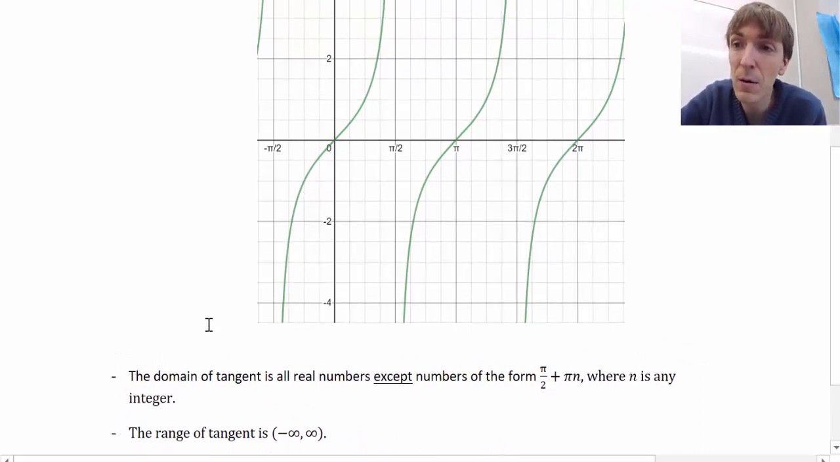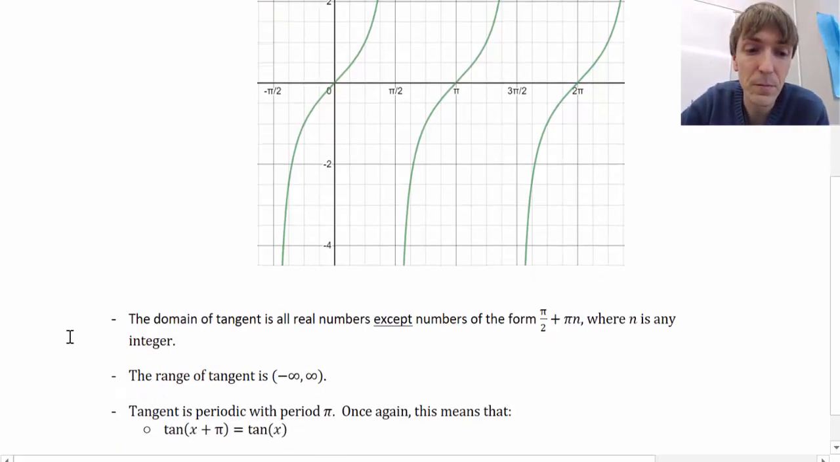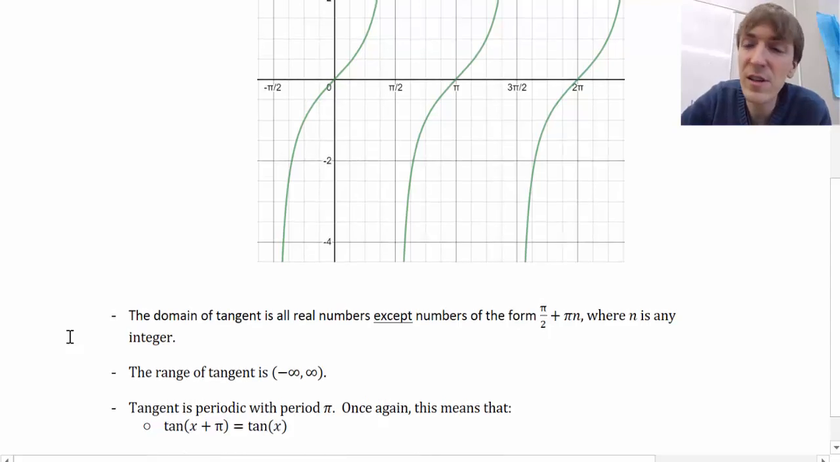Tangent can be anything I want, because even though I'm stuck on the unit circle, the slope, or y over x on the unit circle, is not limited. It can be as large or as small as I want. Okay, tangent is also periodic. However, this is kind of interesting. You might have guessed that the period would be 2 pi, like sine and cosine, because after all, that's when you get back to the same place on the unit circle, when you add or subtract 2 pi.